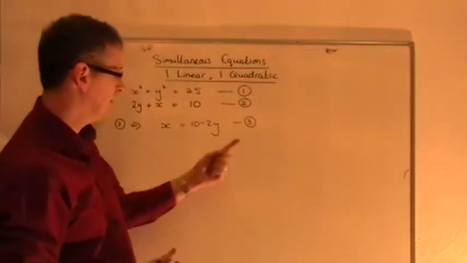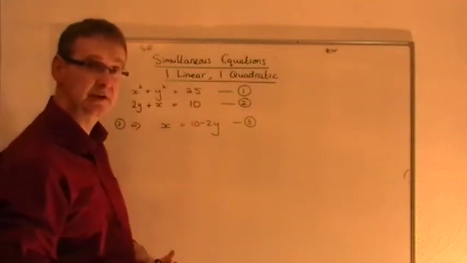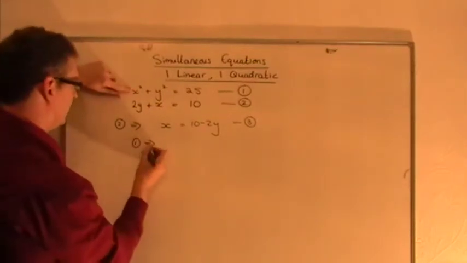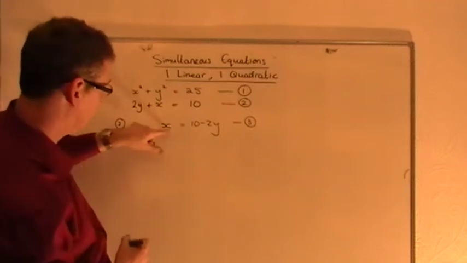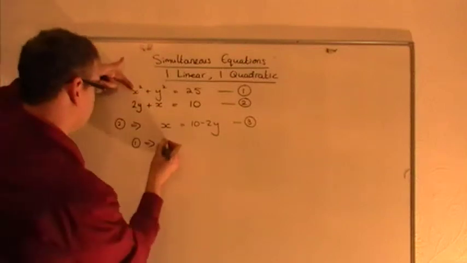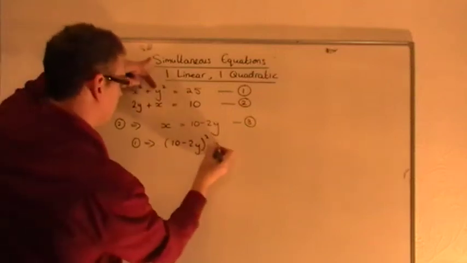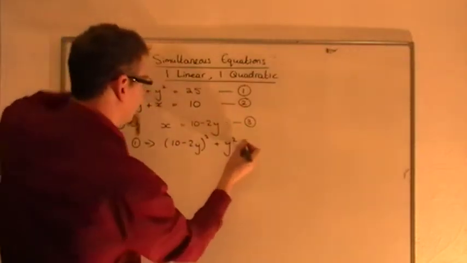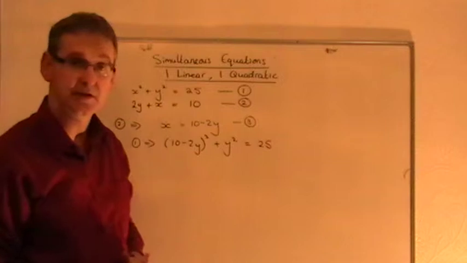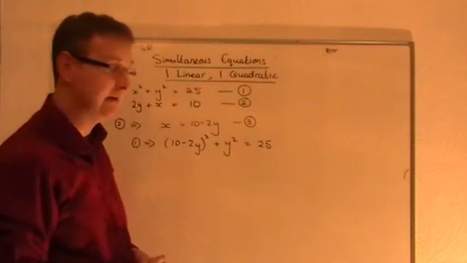All you've got to do now is take equation 3, which is x equals 10 minus 2y, and substitute it into the quadratic one which we haven't yet used, which is equation 1. So equation 1 becomes the following. Everywhere I see an x, I'm now going to change it to 10 minus 2y. So the quadratic, instead of x squared, becomes (10 minus 2y) squared plus y squared is equal to 25. And as you can see, that's a quadratic equation in just the variable y. There's no x's anymore.